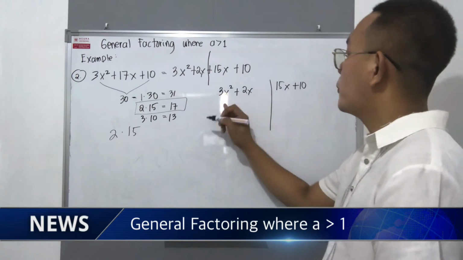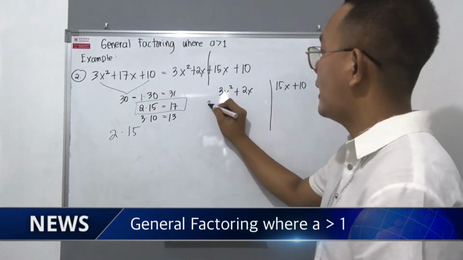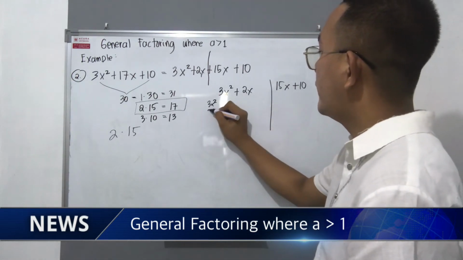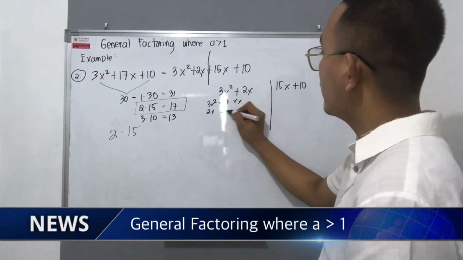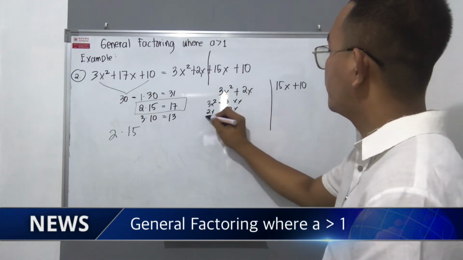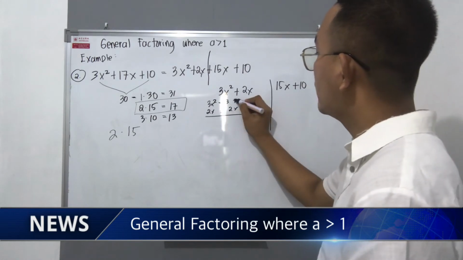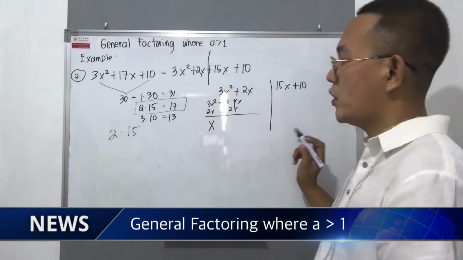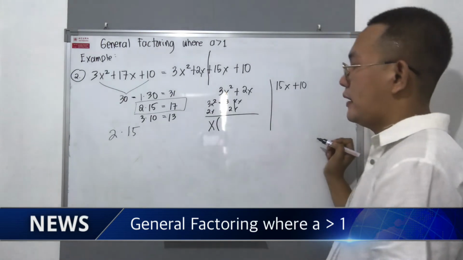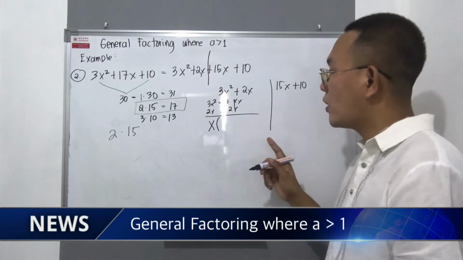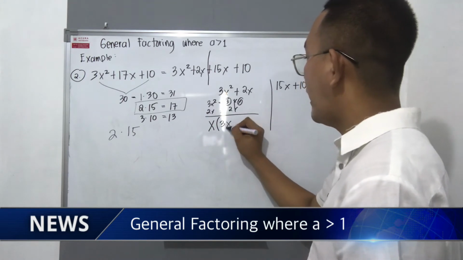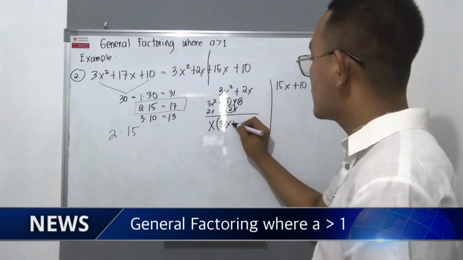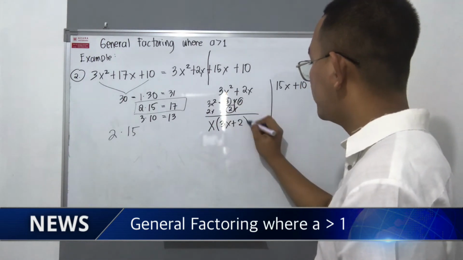Dito, ang common monomial factor nila ay x lang. So 3x squared and then 2x. So 3 times x, and then 2 times x. So ang common nila is x. X yung ating first factor. Ang second factor natin ay 3 times x equals to 3x, and then plus 2.